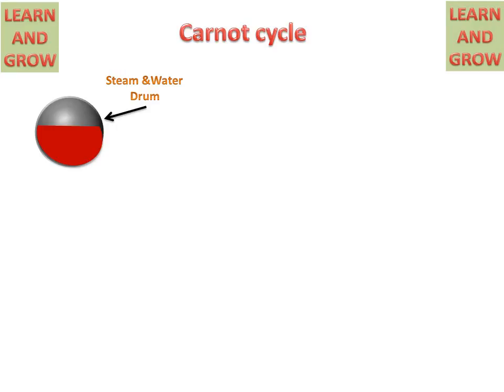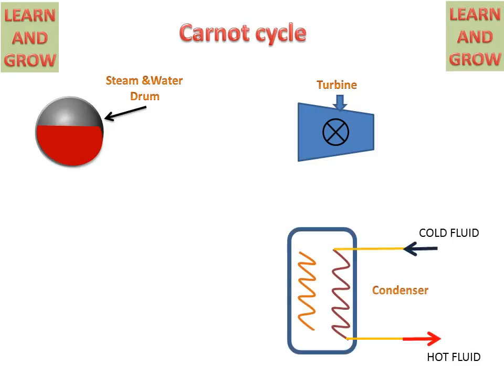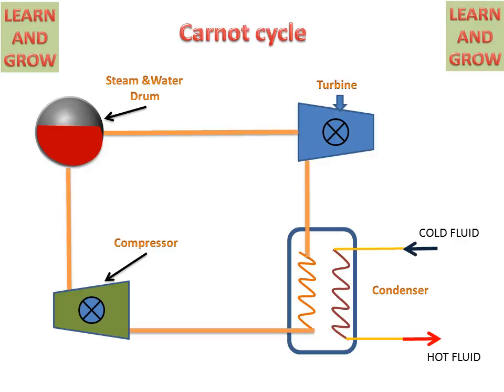In the Carnot cycle, a steam and water drum is the first part, the second part is the turbine, the third part is the condenser, and the fourth and last part is the compressor. These are all attached with the help of pipes.